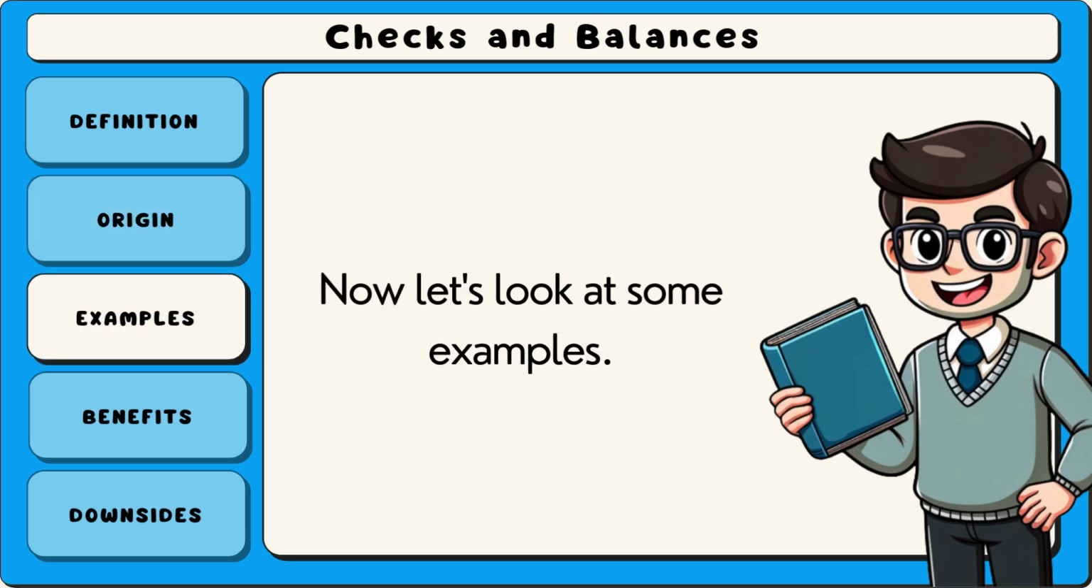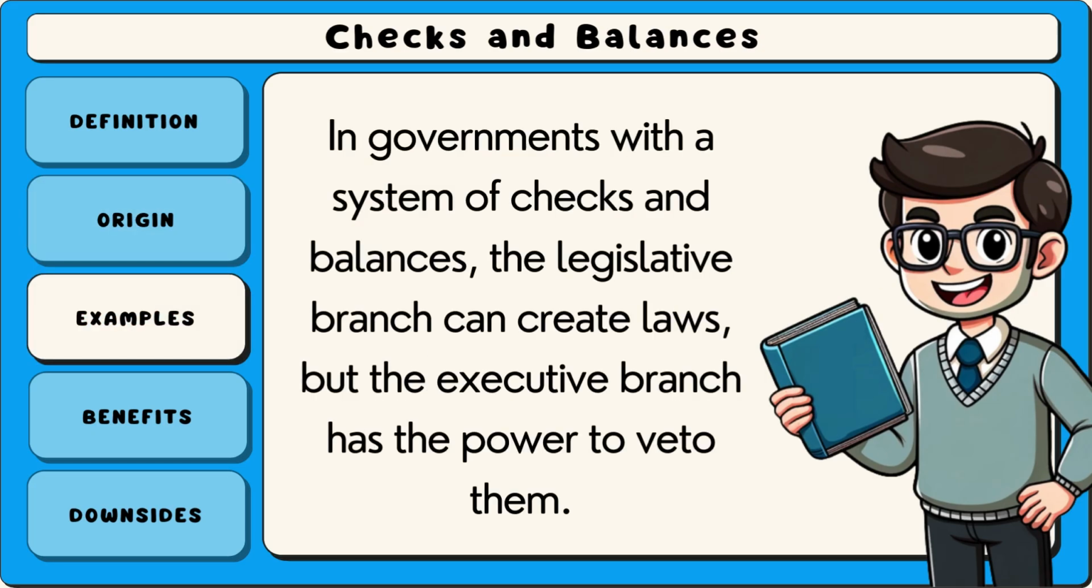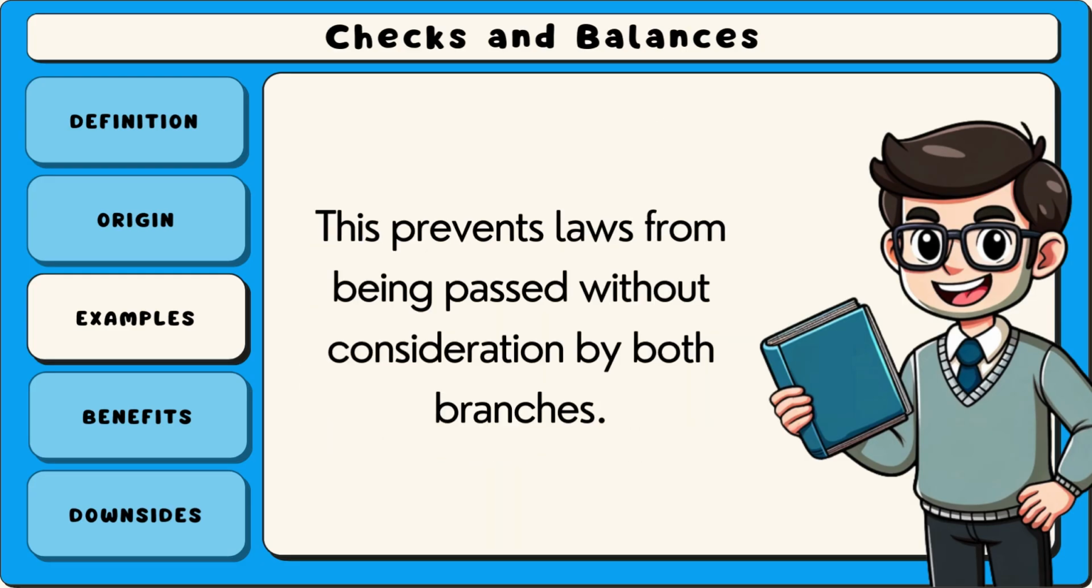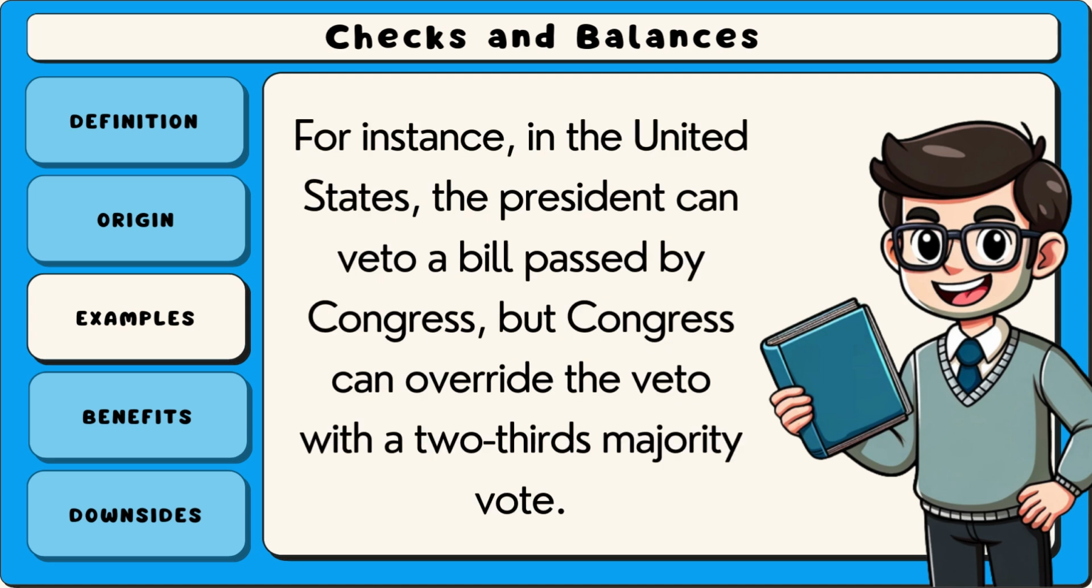Now let's look at some examples. In governments with a system of checks and balances, the legislative branch can create laws, but the executive branch has the power to veto them. This prevents laws from being passed without consideration by both branches. For instance, in the United States, the president can veto a bill passed by Congress, but Congress can override the veto with a 2/3 majority vote.